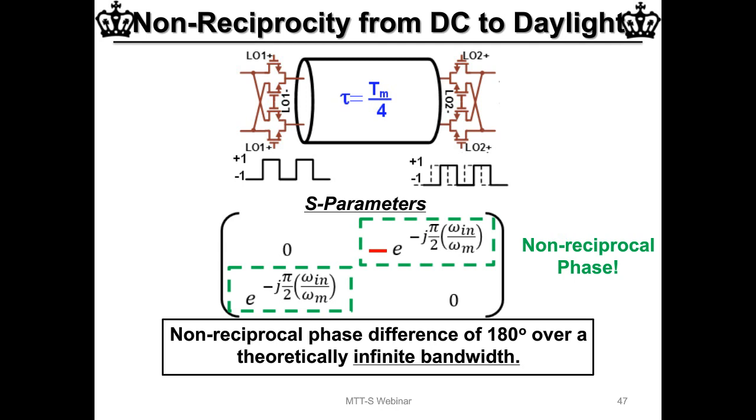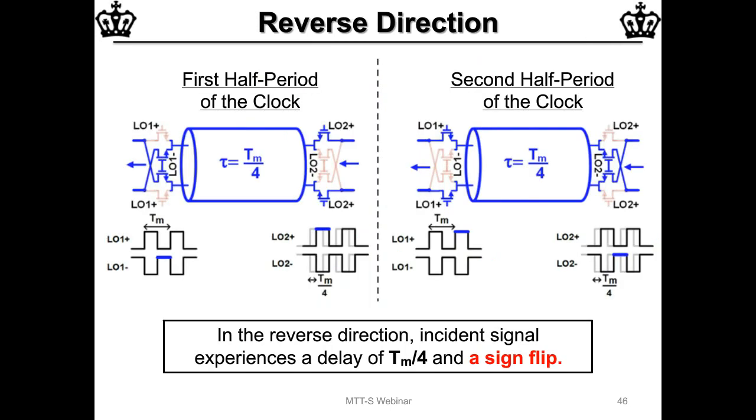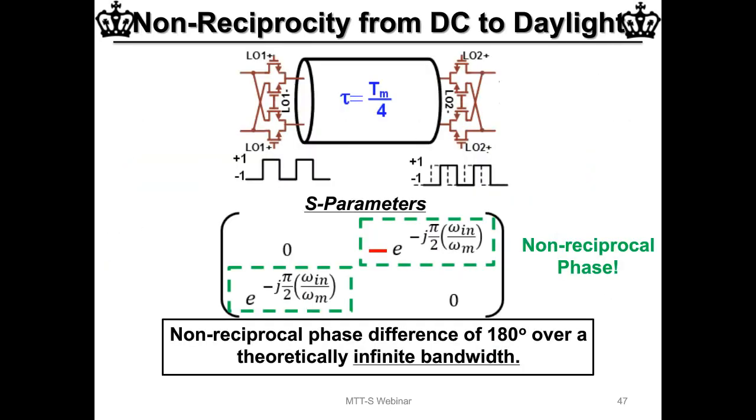And the critical thing is that in this entire description, at no point did one assume that the frequency of the signal traveling forward and reverse is in any way related to the clock frequency. And so what I just said is true for any frequency of signal passing through the structure. And so essentially, this non-reciprocal phase shift is seen over infinite bandwidth. So this essentially is Tellegen's gyrator because it has a 180 degree phase shift between forward and reverse direction, but it has operation over infinite bandwidth, theoretically infinite bandwidth.